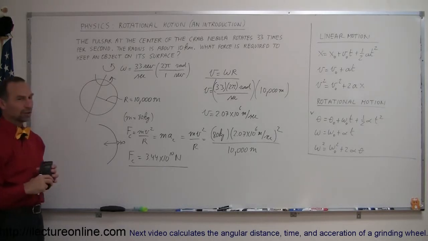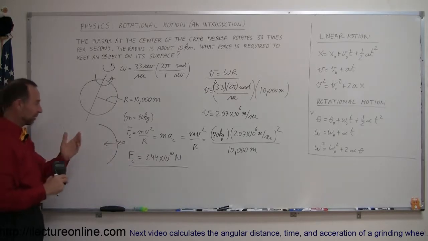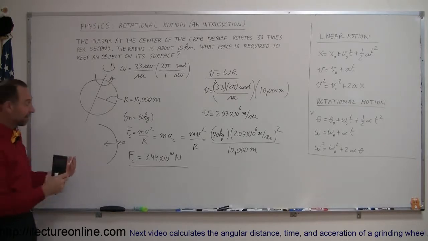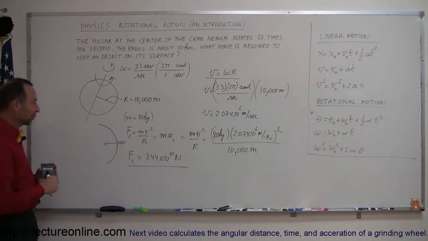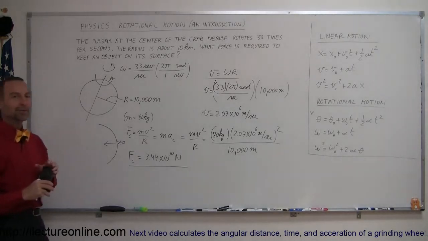Of course, if you compare that to the Earth, which is spinning much slower, it doesn't require nearly as much force to keep you from flying off the Earth. A much, much smaller force is required. And again, Earth's gravity also keeps you on the Earth, so you don't have to worry about flying off due to the spinning motion of the Earth. All right, so a fun little example. Let's see if I can come up with something else as well.